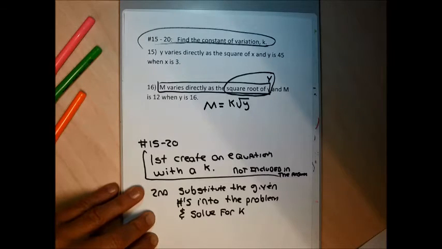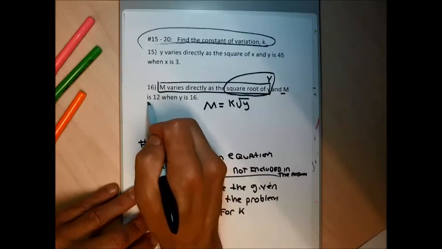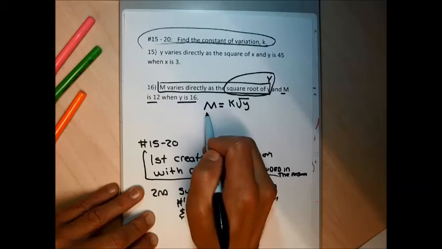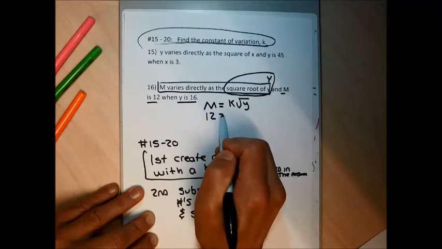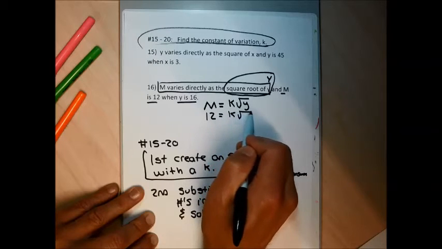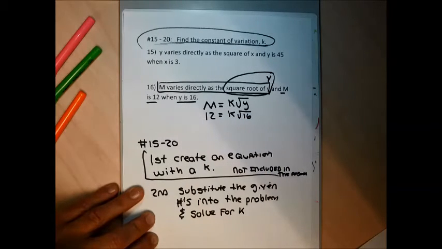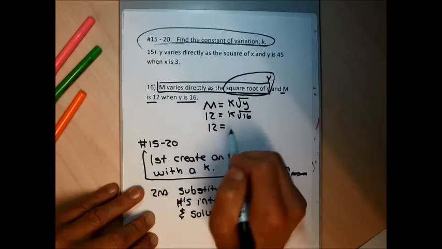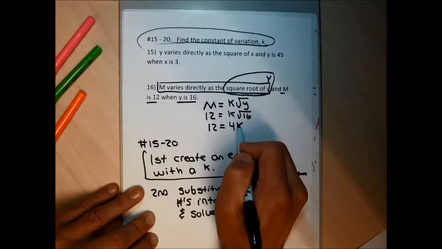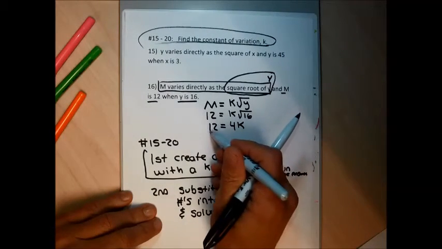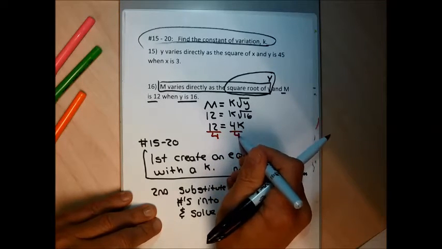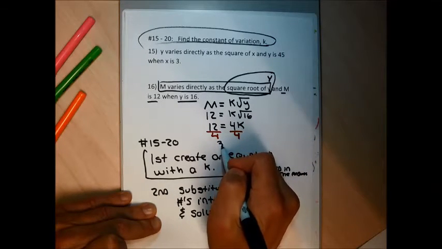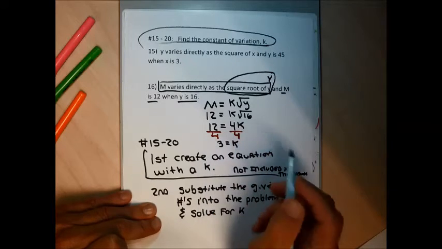I created an equation with a k without actually rewriting the equation into bunches of words. The next thing I'm going to do is use that m is 12 when y is 16. So I'm going to put in 12 for m and 16 for y. And that's going to give me 12 equals k times the square root of 16, which is k times 4, which I'm going to write as 4k. And now I'm going to divide both sides by 4. On the left side, 12 divided by 4 is 3. On the right side, I canceled out the 4's, and I'm left with the k.